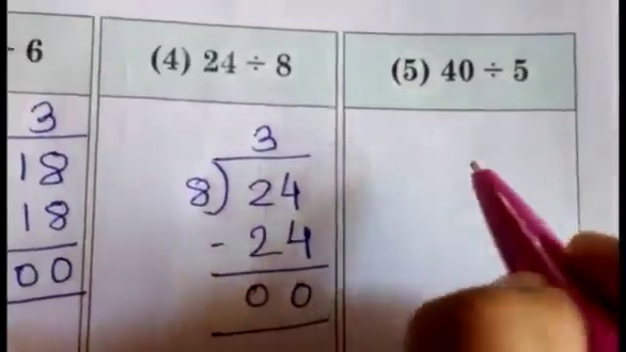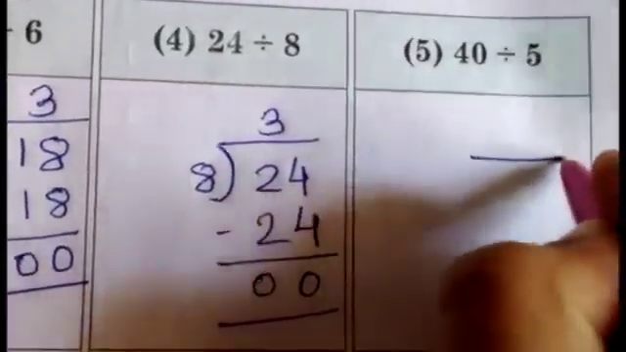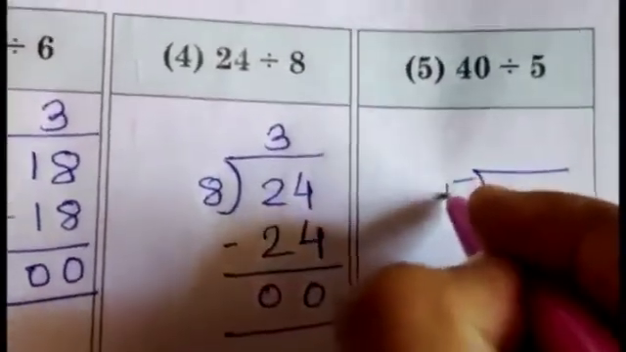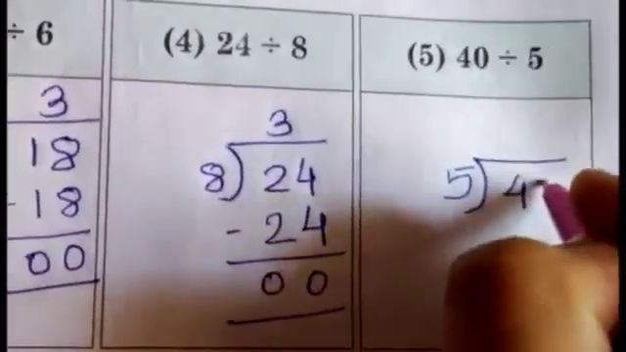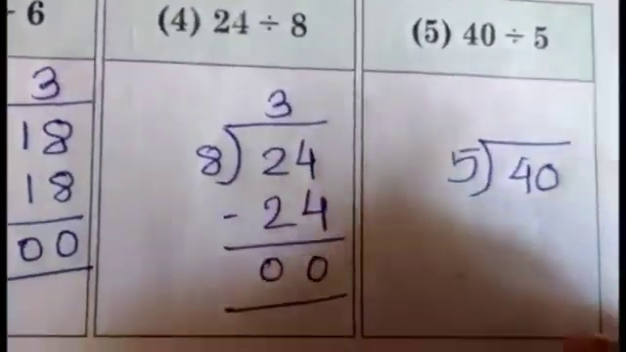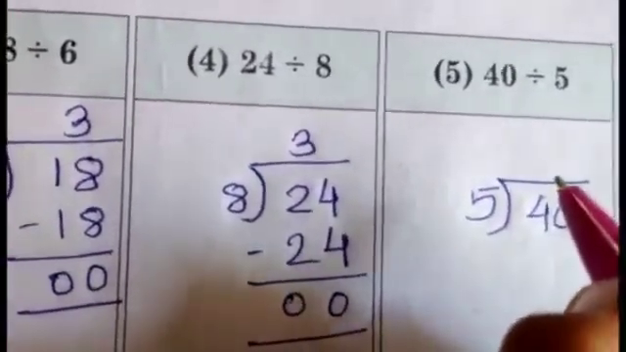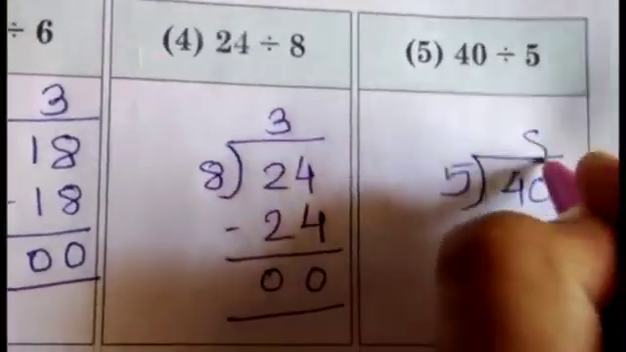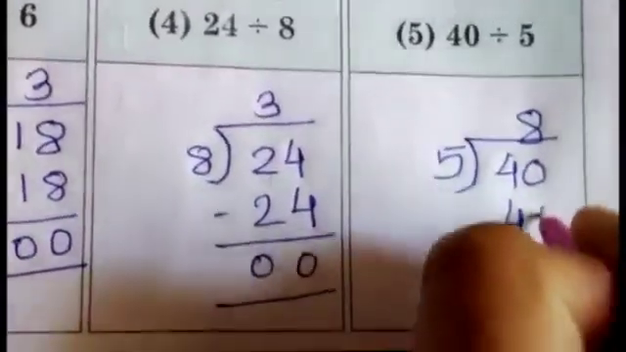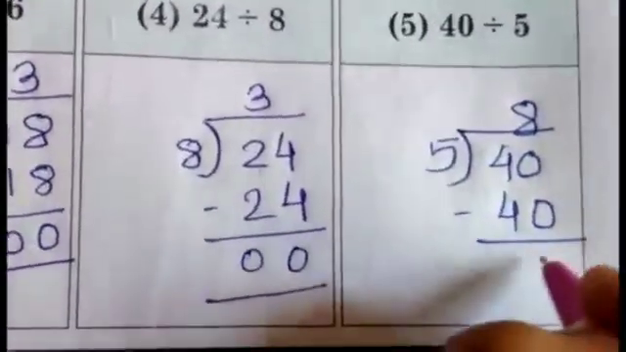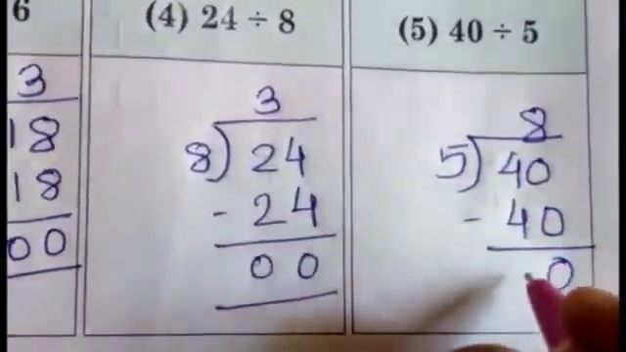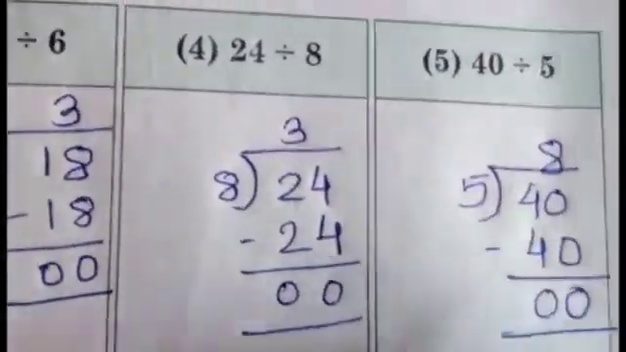And the next, fifth one, is 40 divided by 5. Again here students, 5 is a divisor, 40 is a dividend. Okay. Is 40 divisible by 5? Yes, because 40 comes in 5's table. So 5 8s are 40. 0 minus 0, 0. 4 minus 4, that is 0.